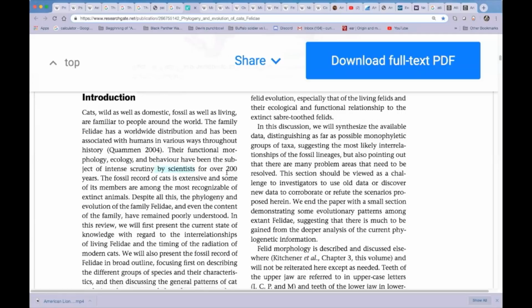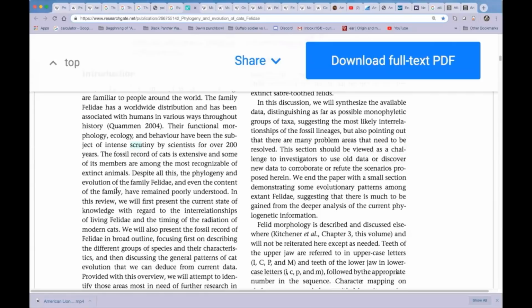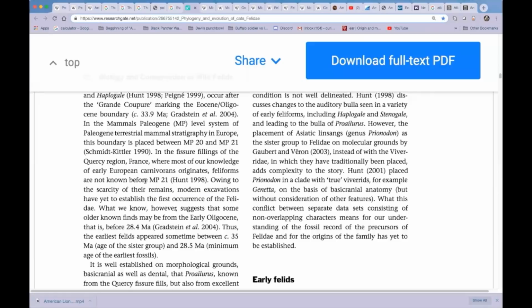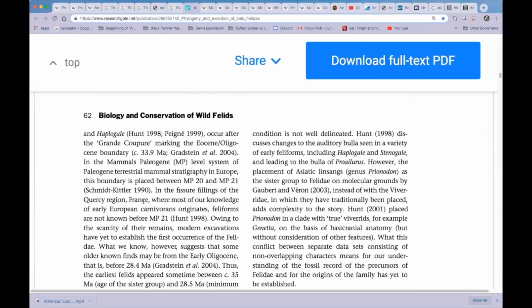This is what I'm trying to show you. The fossil record of cats is extensive, and some of its members are among the most recognizable of extinct animals. Despite all this, the phylogeny and evolution of the family Felidae, and even the content of the family, have remained poorly understood. All right, it's been poorly understood. They're guessing when they say it originated. So it says that when they tell you where they found the first, which is called Proailurus, they'll tell you it's in France. As it says here, in the fissure fillings of the Quercy region in France, where most of our knowledge of early European carnivores originates, feliforms are not known before the Oligocene.